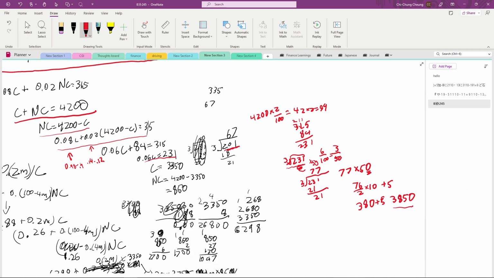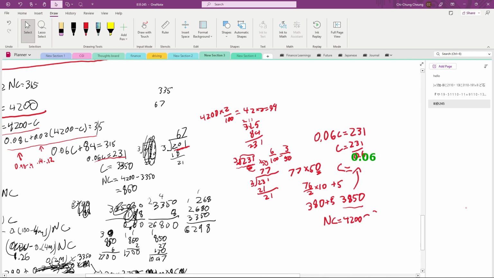So, okay. What are we trying to calculate? It was 0.06 C equals 231. So C equals 231 divided by 0.06, which means NC equals 4200 minus 3850, which equals 350.